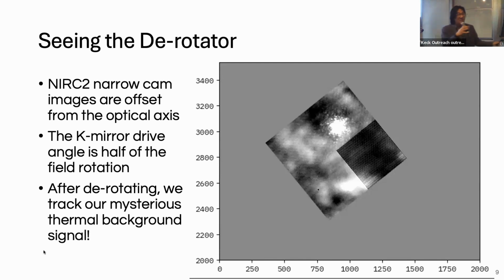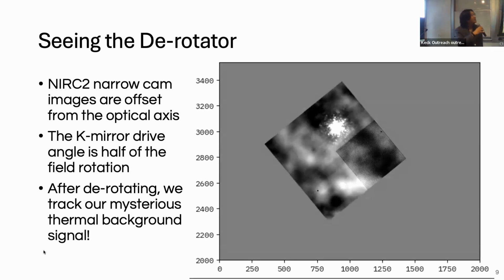And so some helpful essays helped me understand exactly what the optical layout of this system was. NIRC2 narrowcam is offset from the optical axis, so that's a translation. And then the K-mirror drive angle is half of the field rotation. So if you do the translation and then that half drive angle rotation, you end up with this movie.